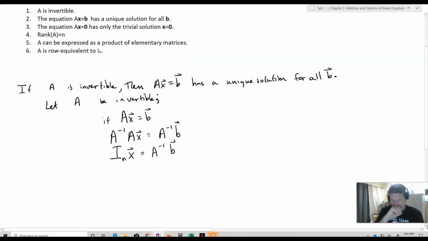Now, why something like this is so powerful is to notice that this is in fact going to be unique, because matrix multiplication is well defined. So A inverse B is the same every time I multiply it.